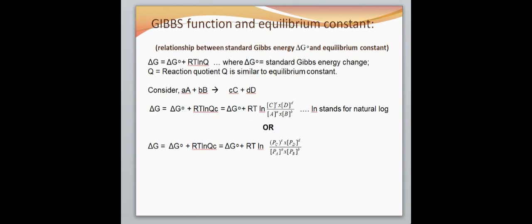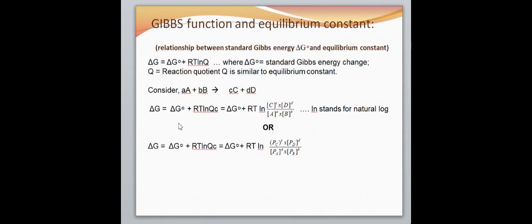Okay, so when I say standard Gibbs energy, that means at a particular constant temperature and pressure. Now, what is Q? Q is the reaction quotient, which is similar to the equilibrium constant. Remember, we did the chapter called chemical equilibrium. At that time we did come across the equilibrium constant. So the letter Q is equivalent to the equilibrium constant.